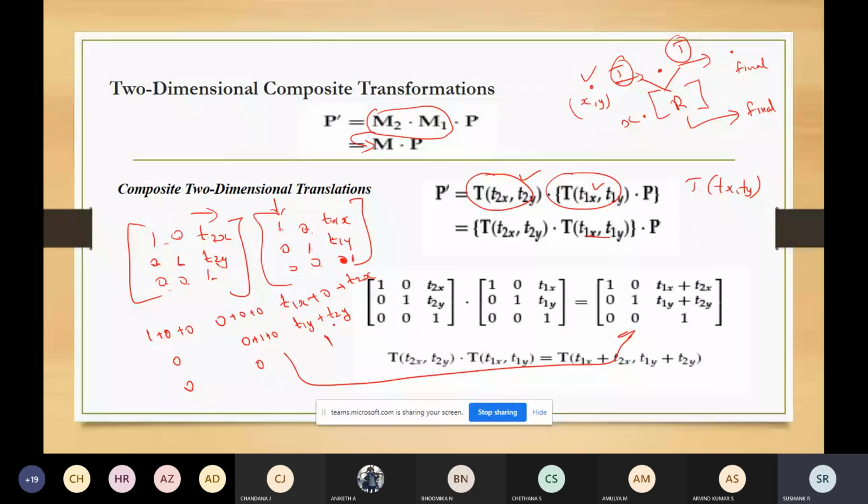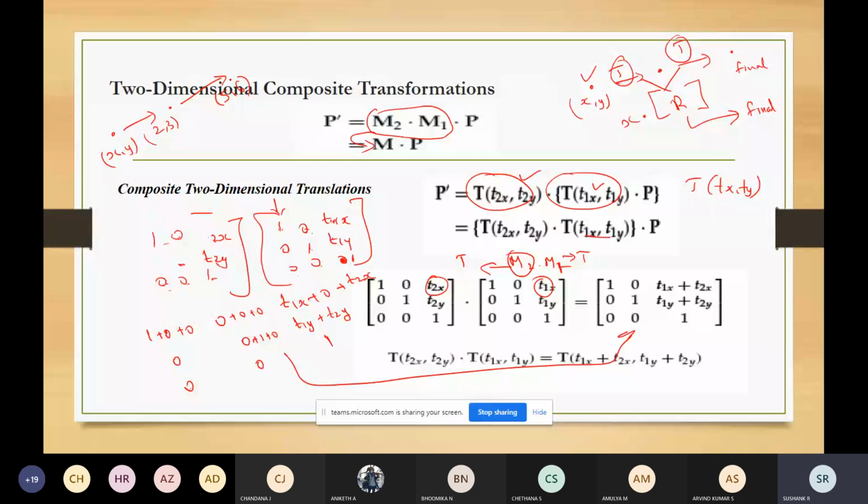Whenever two matrices are there, m1 and m2, m1 is for translation and m2 is also for translation. At that point, you can find the final product, which is the addition of the individual terms. For example, there is an initial point x comma y. I want to move this by 2 comma 3. Again, I want to move this by 5 comma 6.